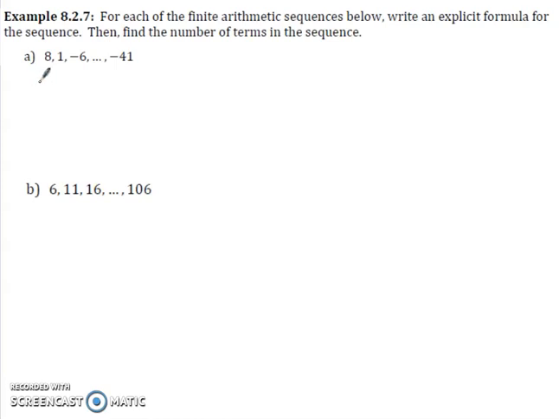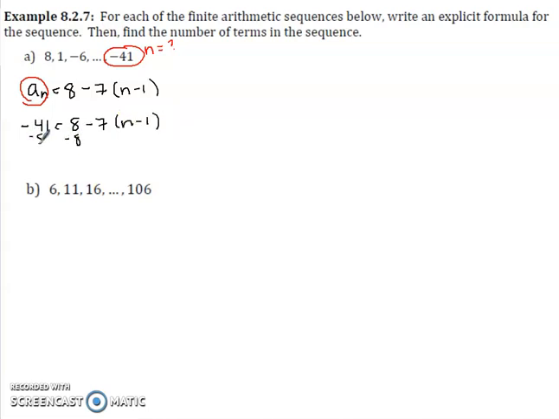My explicit formula for A, I've got a sub n equals, my first term is 8, and then it looks like we're subtracting 7 times n minus 1. Now they ask us to find the number of terms in the sequence. This is something we haven't done before. So what I'm actually going to do is I'm going to say, hey, negative 41 is the last term in my sequence. So what I want to know is what's the n value. So I'm actually going to put my negative 41 in for my term, and I'm going to use that to solve for n. And then I'll know how many terms are in my sequence.